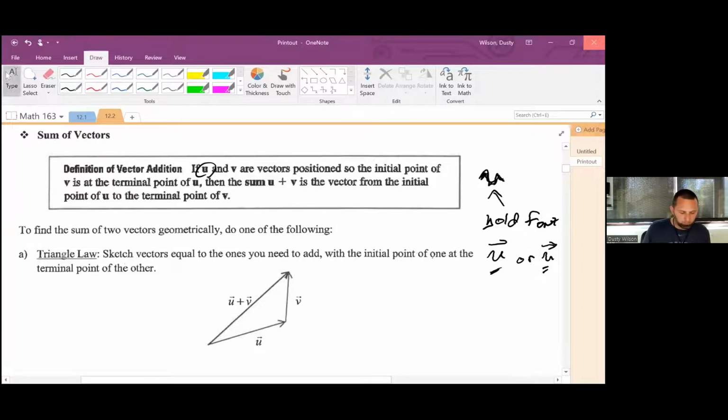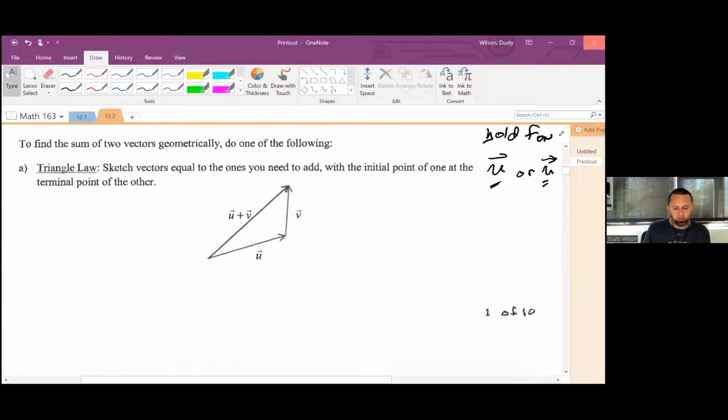Continuing on. To find the sum of two vectors geometrically, do one of the following. We have a couple of choices. A, we can use the triangle law. Sketch vectors equal to the ones you need to add with the initial point of one at the terminal point of the other.